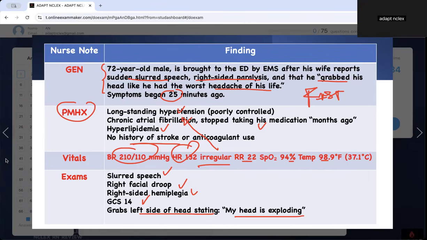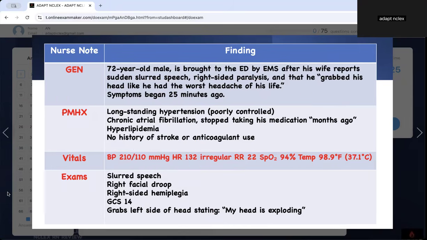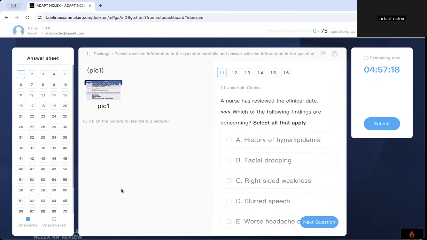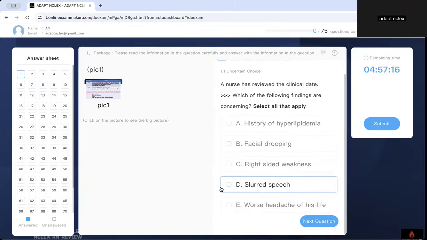From here, you should be able to diagnose the patient. Spend a few minutes and make a diagnosis. Don't look at the questions before you make a diagnosis. After you make a diagnosis, the rest of it is history. We know what this patient has, right? Which the nurse has reviewed the clinical data. Which of the following findings are concerning?